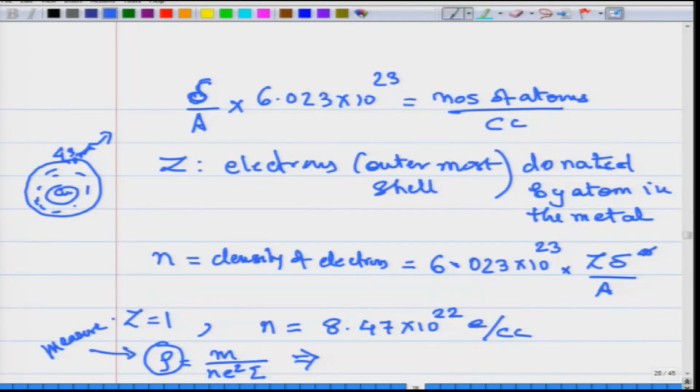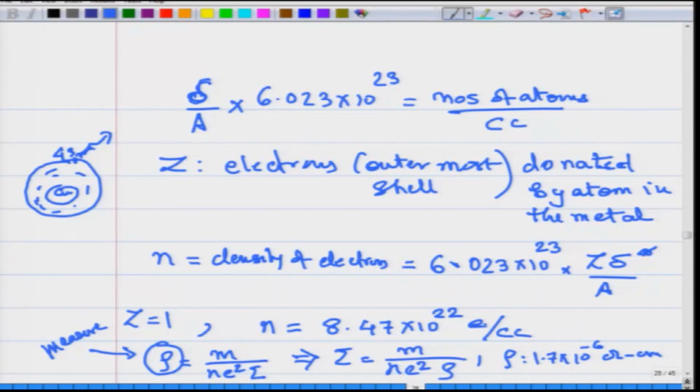You can measure rho. You know how to calculate the density. M and E have already been determined experimentally. So, can we estimate tau? Tau gives us a value which is like m by Ne square rho, and now I had already told you the value of rho for copper is 1.7 into 10 to the power of minus 6 ohm centimeter.